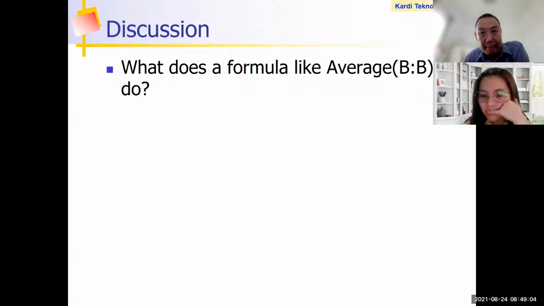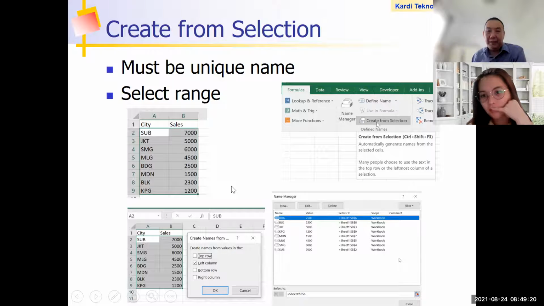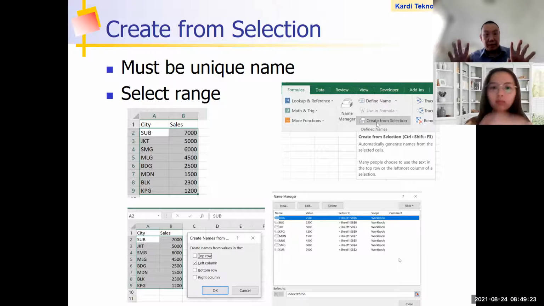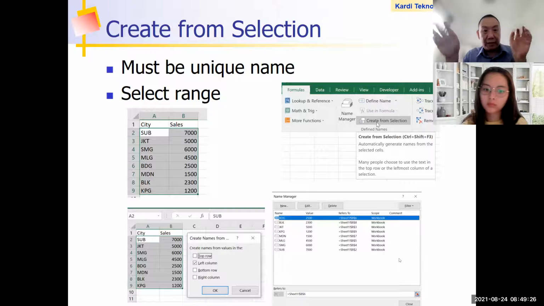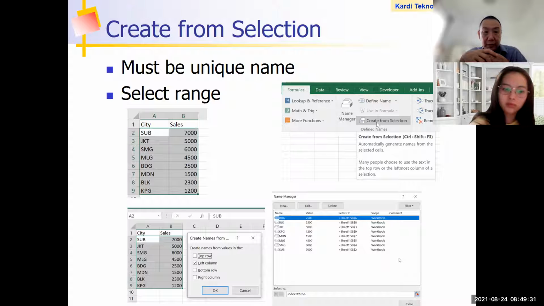Is it naming the cells into the city? Yes, it will name the cells. Oh, so we create the name from selection. Oh, wow. Okay, let's practice this. Try this. So say you have city names: Surabaya, Jakarta, Semarang, and so on. Then these are the sales. You can put any names, any numbers, and try that. And then you share the screen.